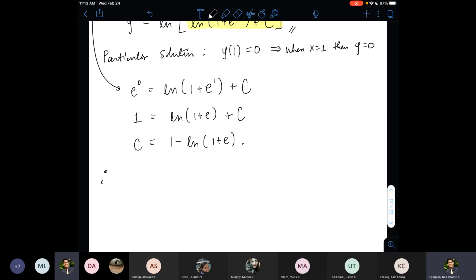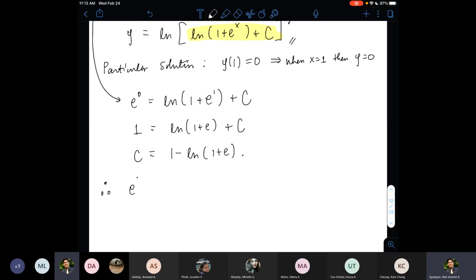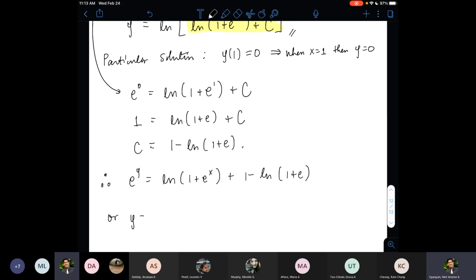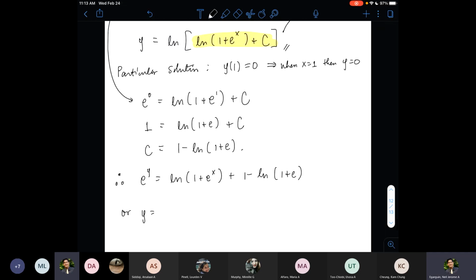So we can say that, therefore, our particular solution is e to the y equals ln of 1 plus e to the x plus the value of c that we got. That's 1 minus ln of 1 plus e. Or, if you want to write it explicitly in terms of y, this would be y equals ln of ln of 1 plus e to the x plus supposedly c for the general solution, but now we know the particular value for c. That's 1 minus ln of 1 plus e.